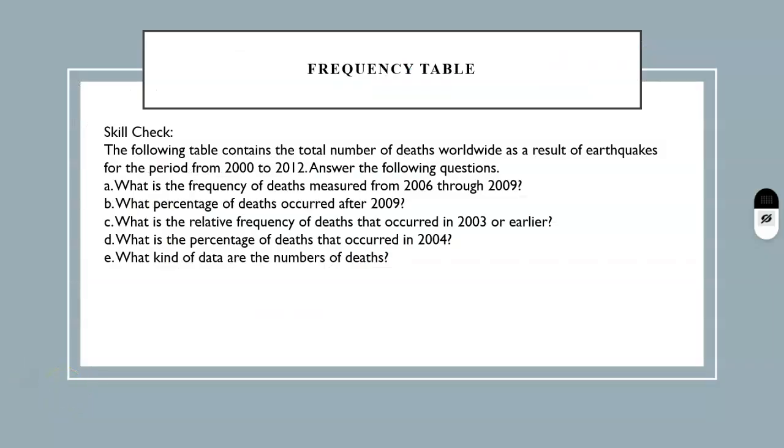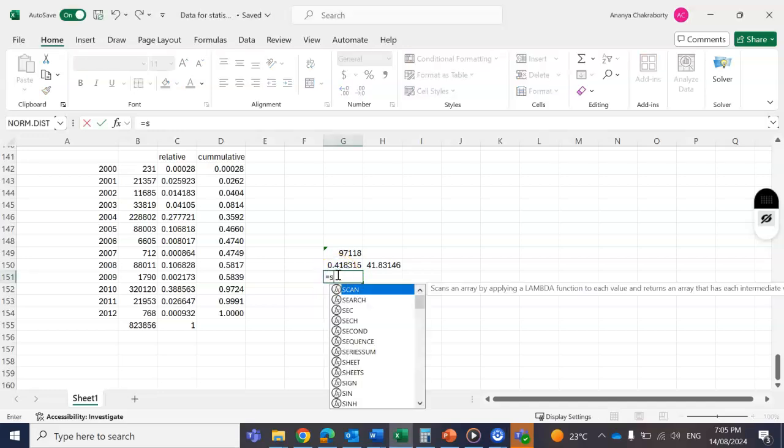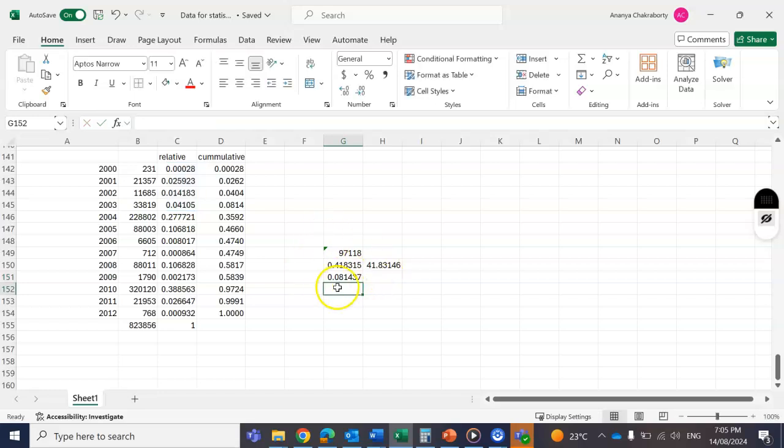Third one, what is the relative frequency of deaths that occurred in 2003 or earlier? So for that, we will add all the relative frequencies from 2003 or earlier. So relative frequencies right from the beginning till 2003. So we will add all, and that is the addition, which is 0.081.